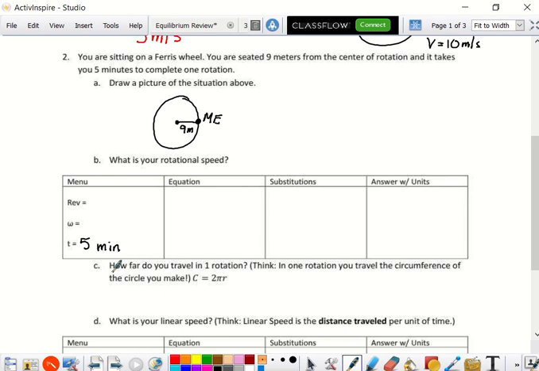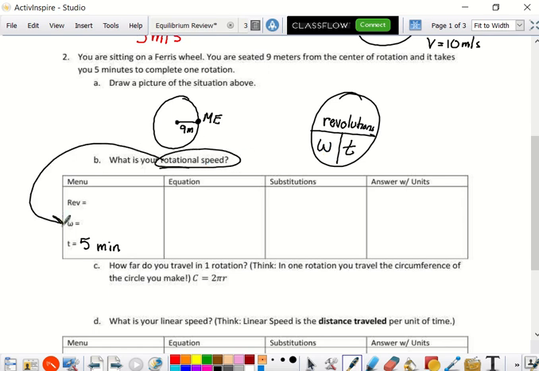What is your rotational speed? So rotational speed is the number of revolutions or rotations. That's what was on top. Omega for our angular velocity or rotational speed, and then time. So we're looking for rotational speed, so we're looking for omega. How many revolutions did we make?